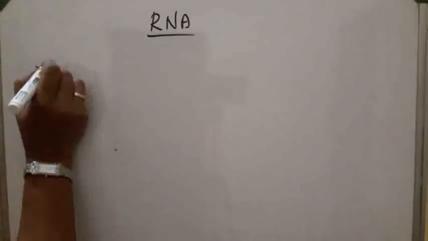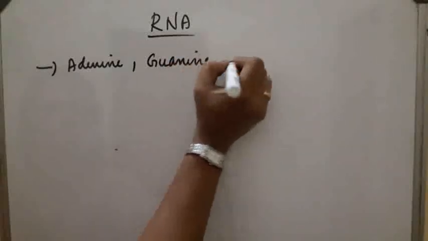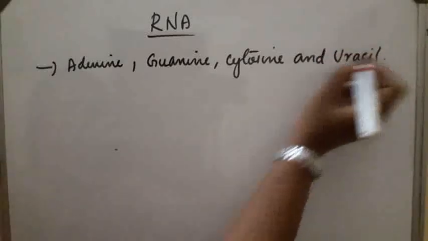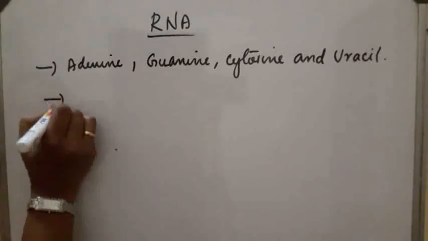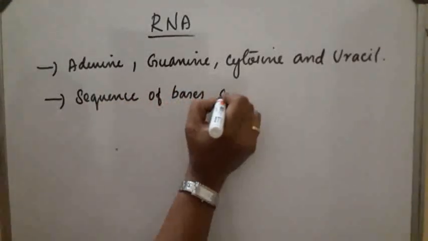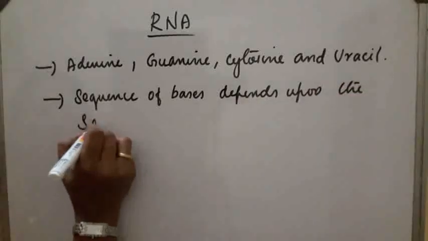RNA. RNA is ribonucleic acid. The sugar present in it is beta-D-ribose, and it consists of the bases adenine, guanine, cytosine and uracil, denoted by A, G, C and U. It is in contact with DNA, and the sequence of bases in RNA depends upon the sequence of bases in DNA.